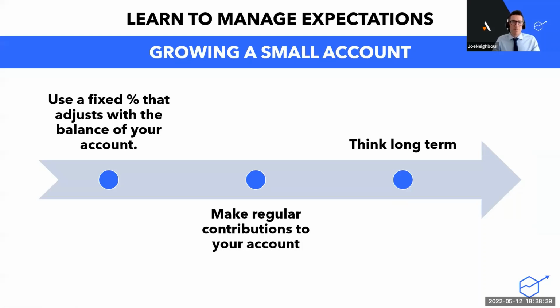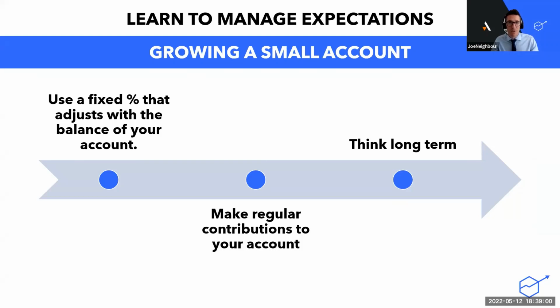So just going to talk about some tips about how to grow a small account. Now, using that percentage approach for me is probably the best way of doing things, because of course you can benefit from compounding along the way. The size of your trade is going to adjust with the balance of your account. So that will be one way to grow your account more effectively over the longer term.